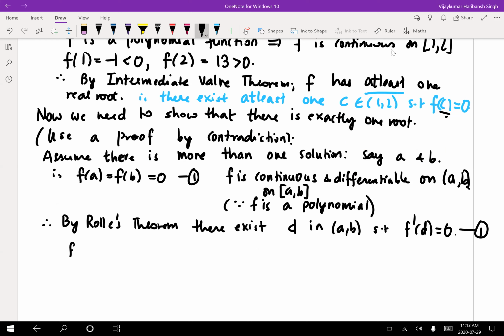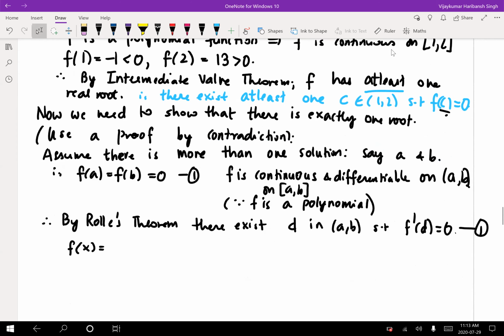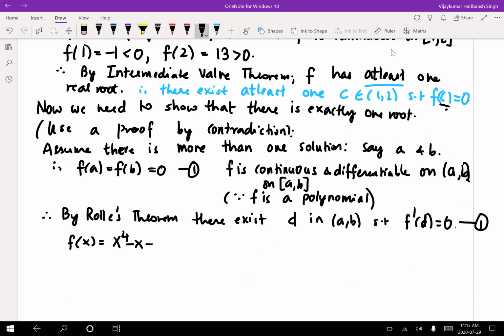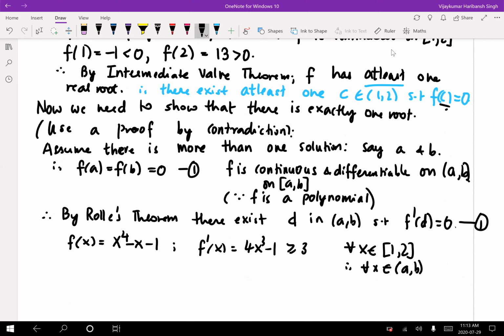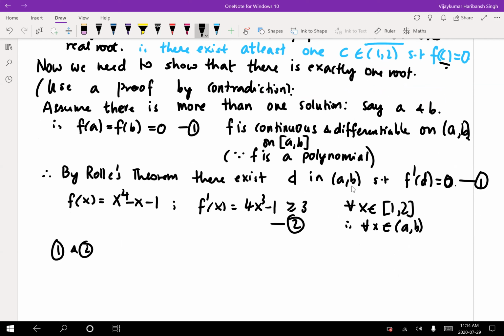But what is your f of x? Your f of x is x to the 4 minus x minus 1. And what is your f prime x? Your f prime x is 4x cubed minus 1. And if you consider, this is always greater than or equal to 3 for all x in 1 to 2. That is for all x belonging to AB as well. So you see at one end you're claiming that it has to be 0, and on the other hand you're getting this. So 1 and 2 contradict each other.